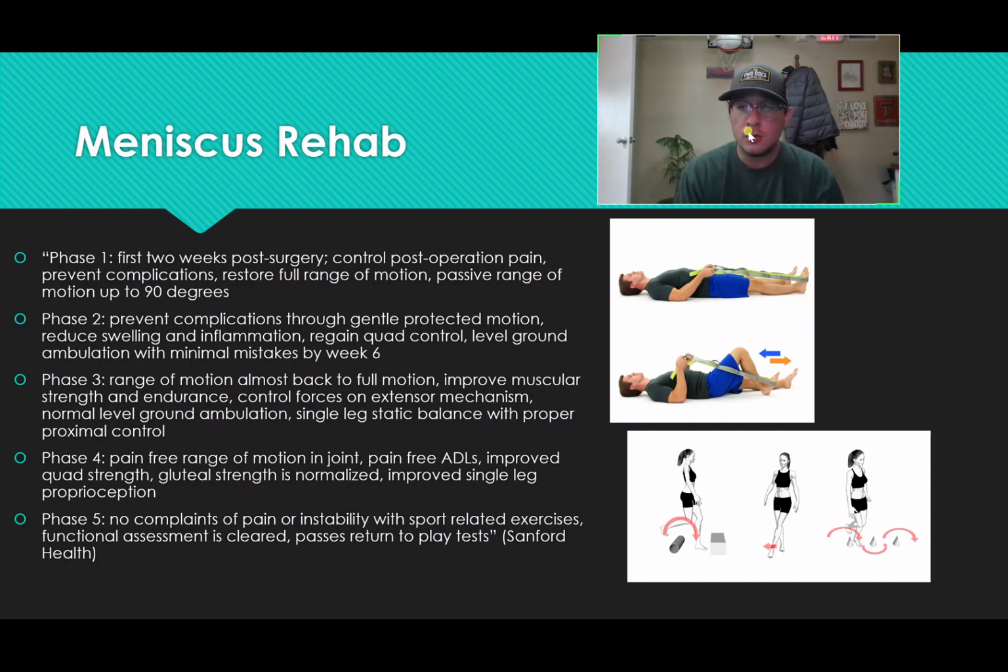Phase 3 is range of motion almost back to full motion. So this is the meniscus. Obviously, it's going to take time to get that range of motion back, but once you do, everything else will follow after that. Definitely want to improve the muscular strength and endurance in that joint, in that capsule as well. Control forces on extensor mechanisms.